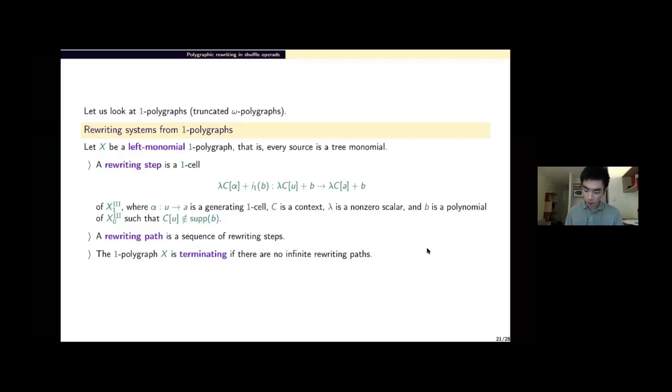A rewriting step is a 1-cell which rewrites lambda C bracket U plus V to lambda C bracket A plus V. So the U becomes an A, where U and A are the source and target of some generating 1-cell. And there's a technical detail here where C bracket U cannot appear in the decomposition of B into elements of the basis, because otherwise we would get infinite rewriting steps. We could rewrite the B using the same rule to infinity. So this motivates the following definitions. A rewriting path is a sequence of rewriting steps, and a 1-polygraph X is terminating if there are no infinite rewriting paths.